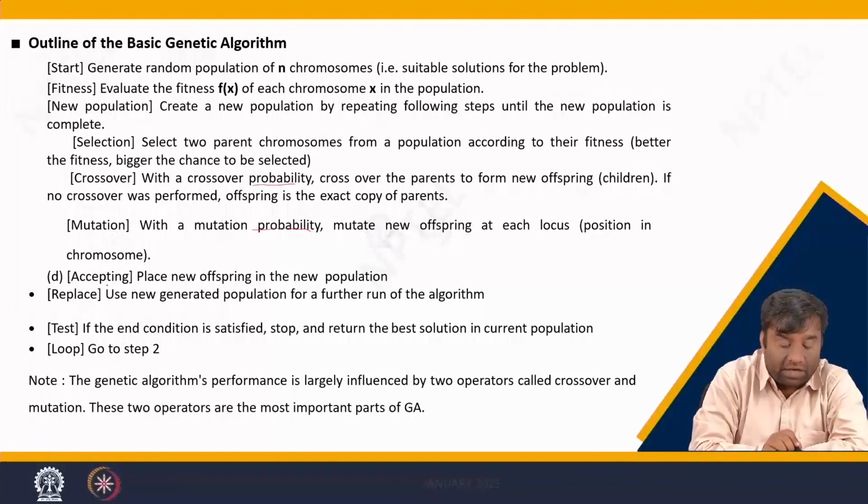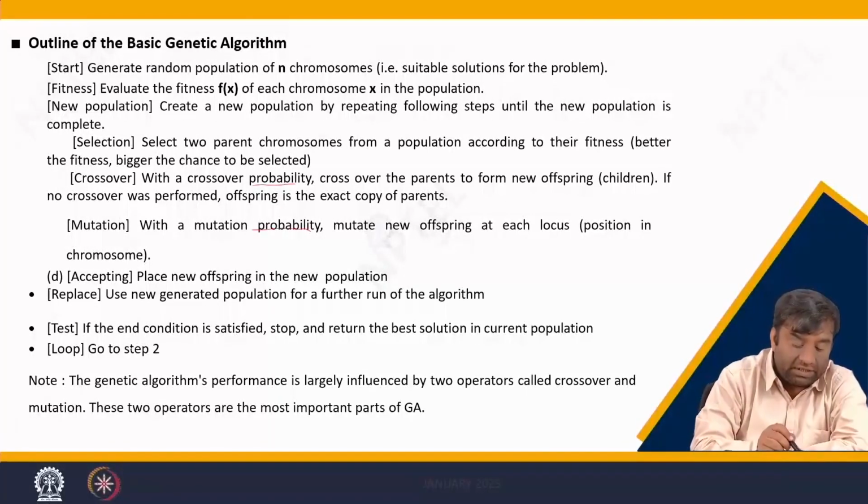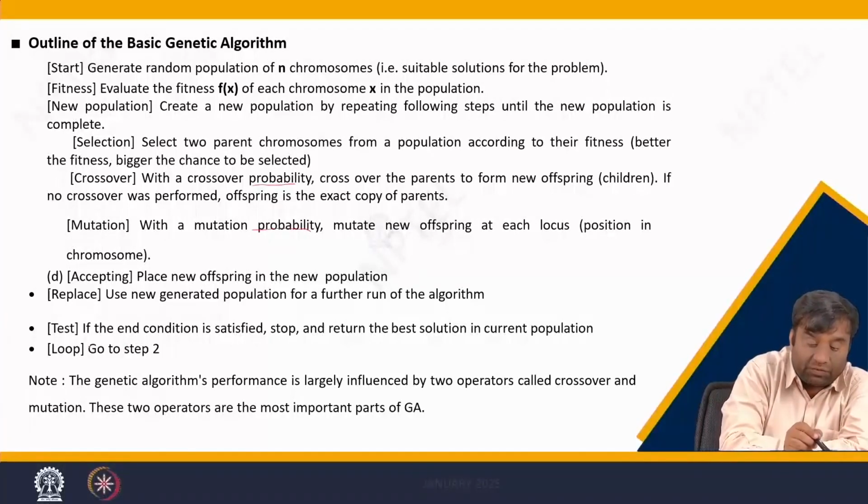Accepting. Place a new offspring in the new population. Replace: use the new generation population for a further run of the algorithm. If the end condition is satisfied, stop and return the best solution in the current population. If not, go to step 2.